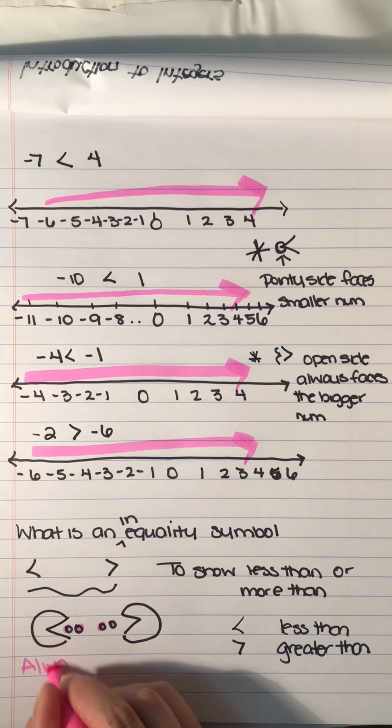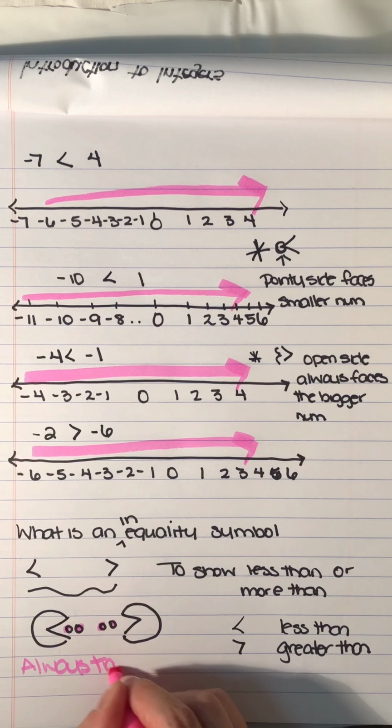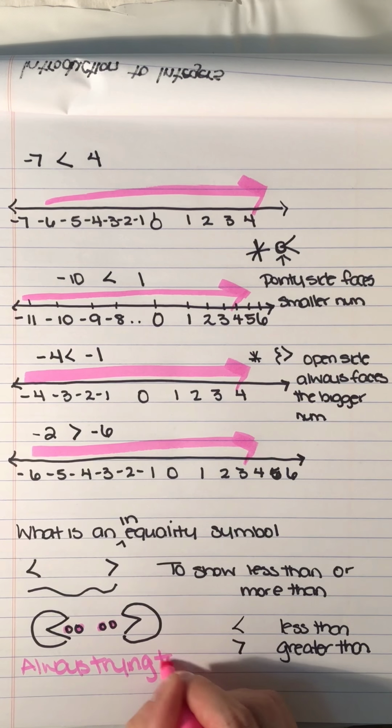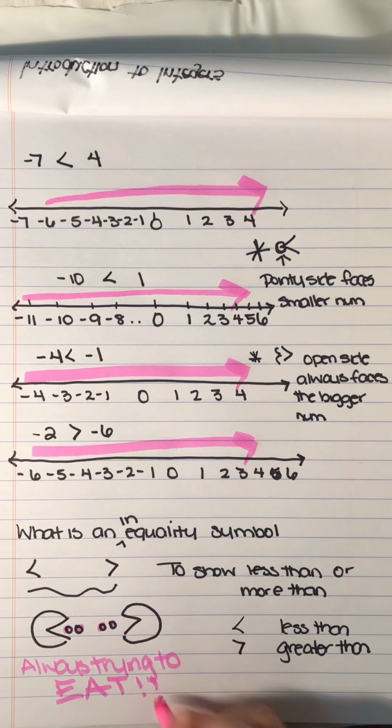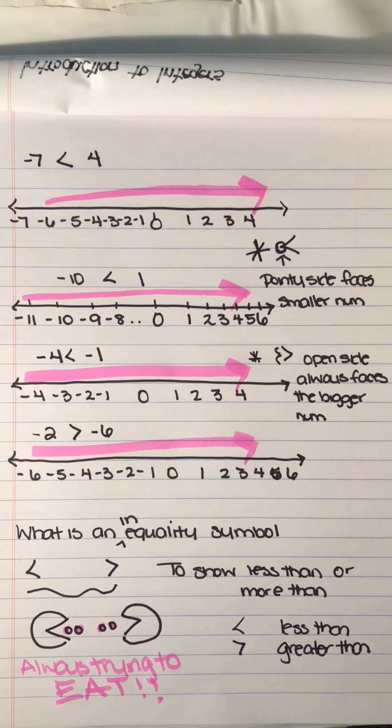We always want the bigger number, the bigger slice of pizza, the bigger slice of cake, the bigger amount of money. Always think of it like that. And as you go to the right side on the number line, the numbers get bigger. If you go to the left side, then the numbers get smaller.